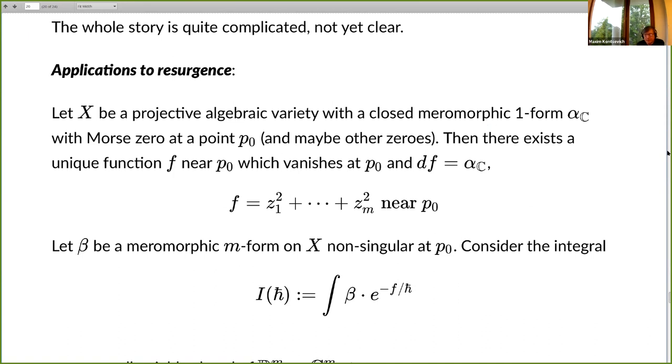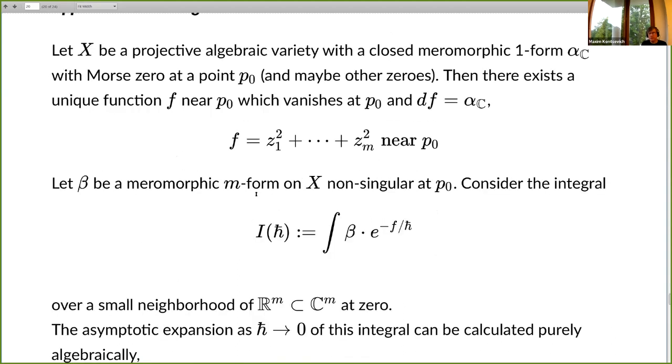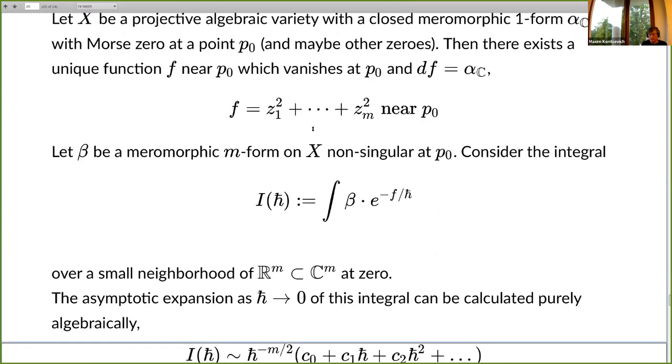And then near this point, you can have a unique function which can be written as a sum of squares, and my form is its differential. And let beta be a meromorphic, again rational, top-degree form which is non-singular at P0, of degree m, the dimension of X. Now I can integrate exp of minus the function divided by h bar, multiplied by the form beta, so I get a form of top degree, and integrate it over some real cycle, with real variables z_i close to zero. The integral will be convergent.